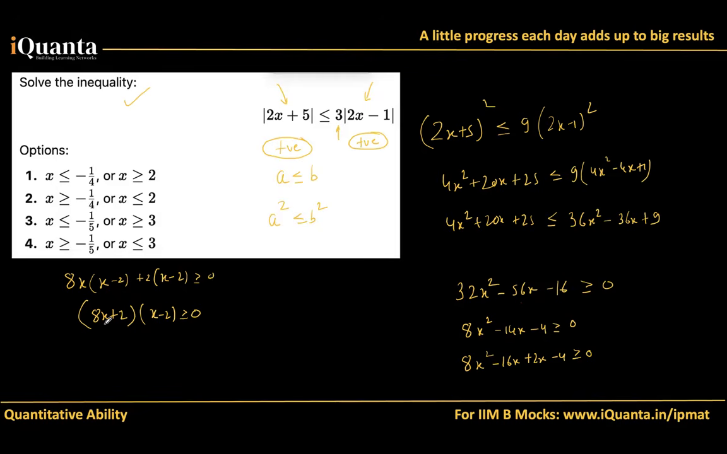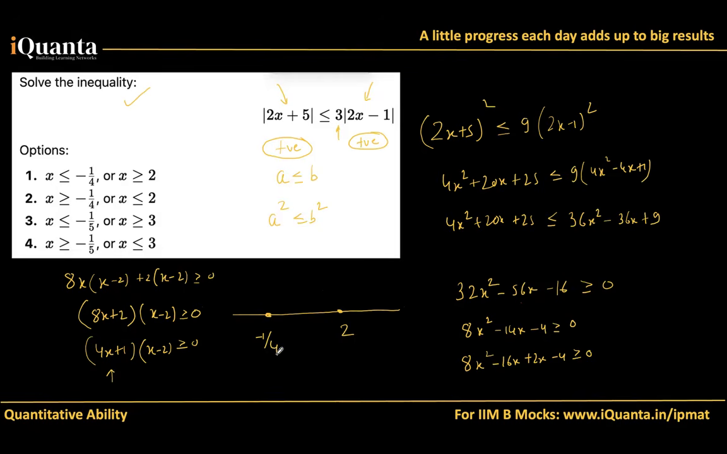We can further take 2 common from here. We get 4x plus 1 into x minus 2 greater than or equal to 0. This is an inequality that we have to solve. We'll have to put the critical points first, right? Minus 1 by 4 is one critical point, because at that value of x, this is becoming 0, and x is 2. So one critical point is 2, one is minus 1 by 4.